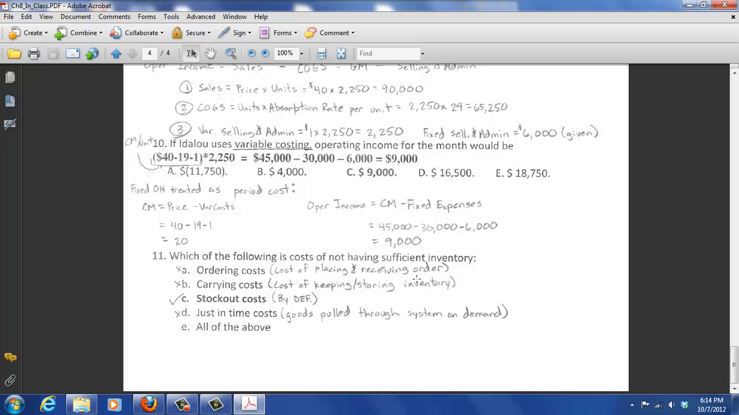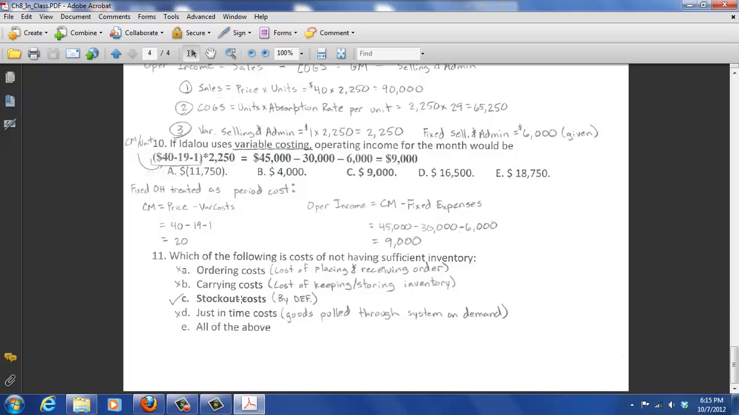Taking a look at the last question here, it's a conceptual question. Which of the following is the cost of not having sufficient inventory? And if we think back to the chapter, the ordering costs are the costs of placing and receiving an order. So that's not really relevant to sufficient inventory. Carrying costs are the costs of keeping and storing the actual inventory. So again, that does not have to do with having or not having sufficient inventory.